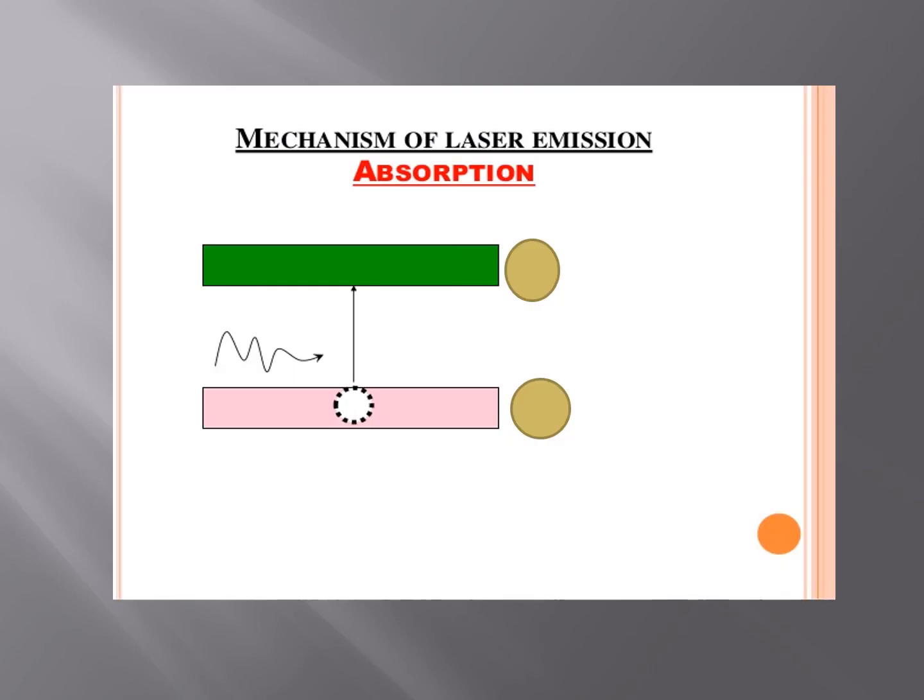Now comes the mechanism of laser. The first one is absorption. The second one is spontaneous emission. The third one is stimulated emission. First we can see absorption. That is, when an atom in the ground state absorbs a photon of energy, it goes to the excited state. This is called absorption.